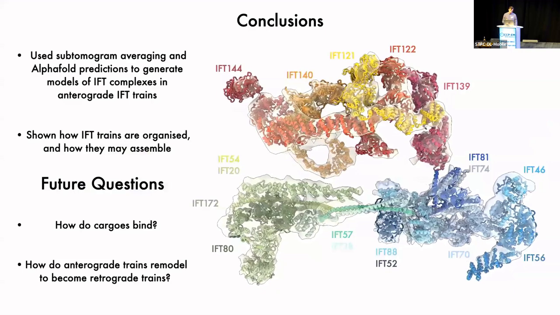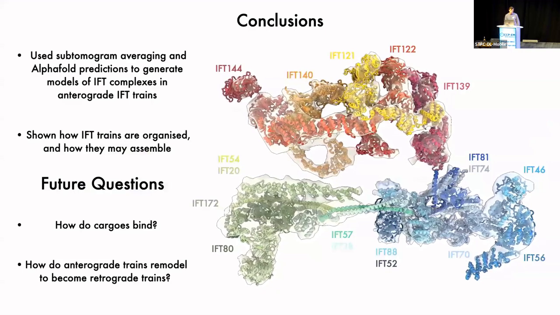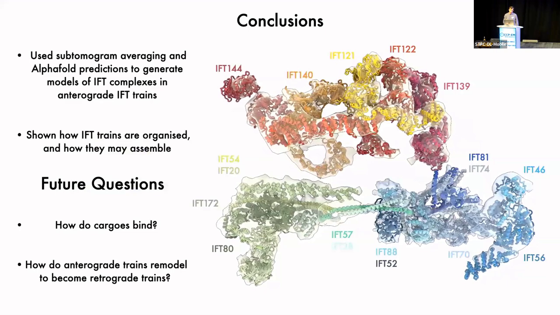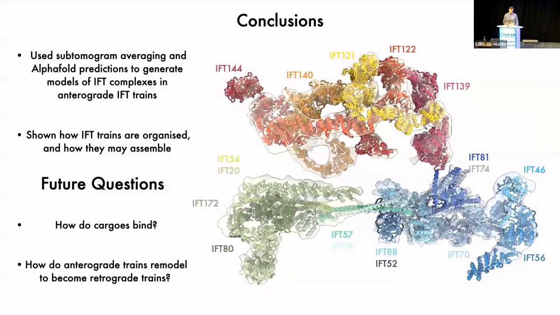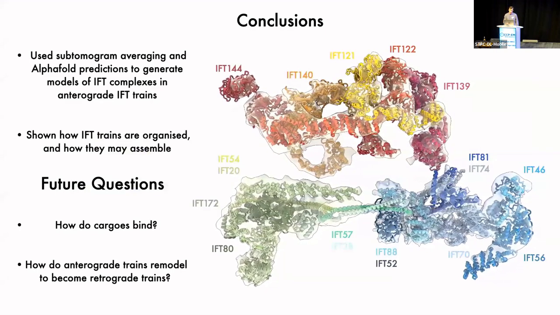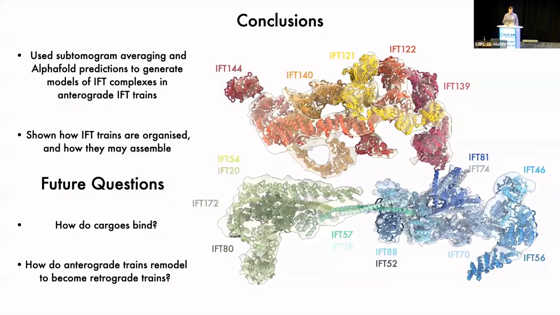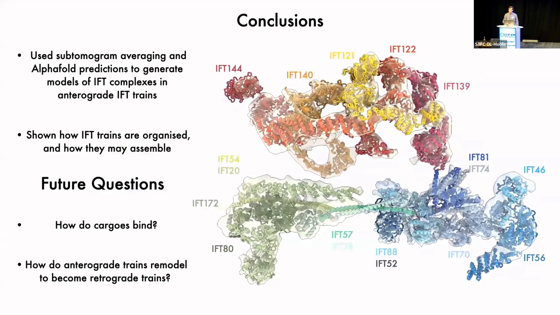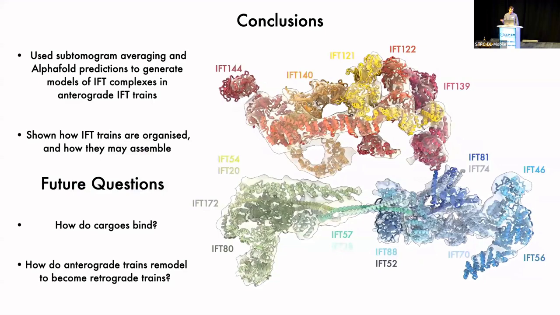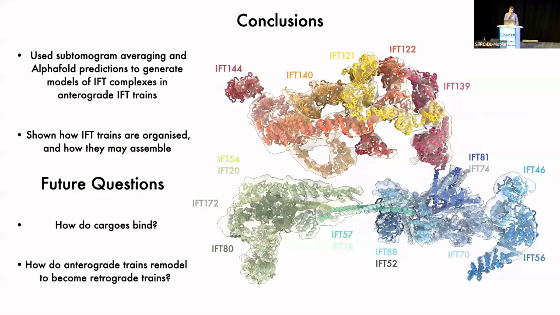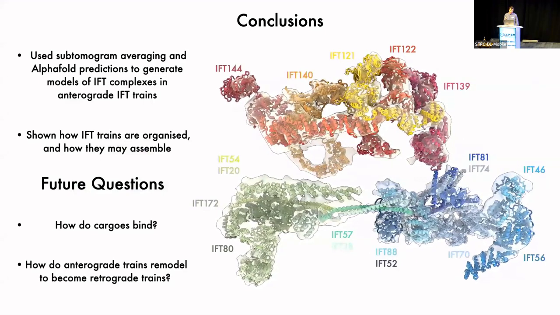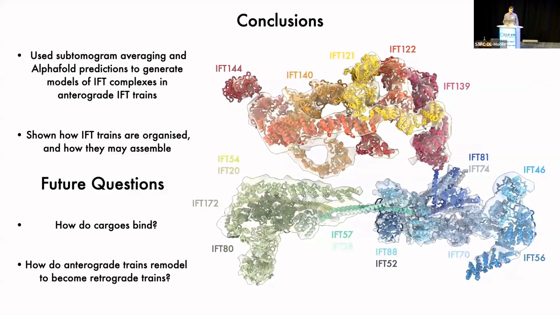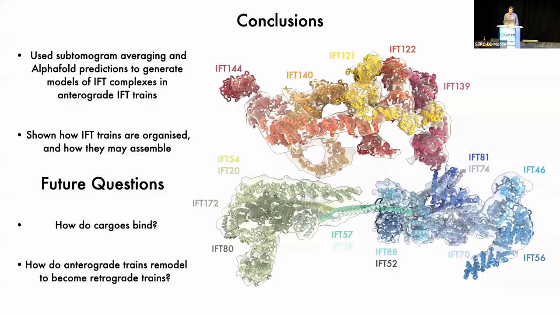In regards to the questions that I haven't answered, these structures that we see are just the adapters, and we don't see any cargoes in our overall averages because they're all completely heterogeneous and they just average out. So this is something we need to search for in the future. And of course, this is only a snapshot of the cycle of the complexes that I showed you at the start. So we really need to understand exactly what's going on in the retrograde trains before we can start to understand how these complexes are fully functional.